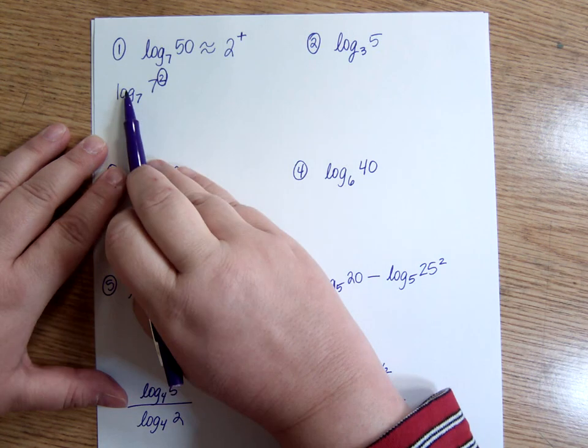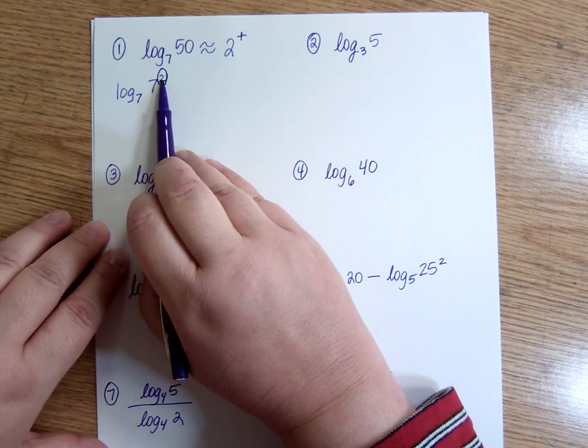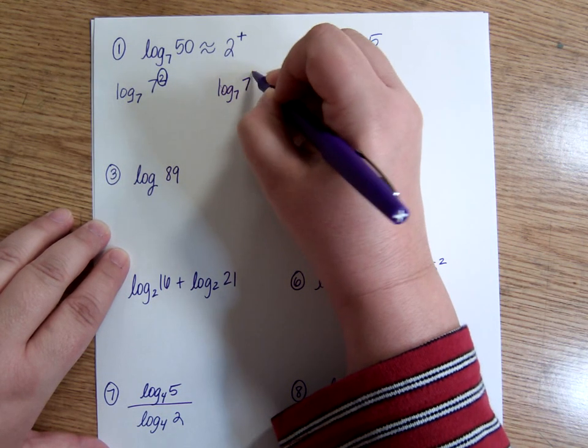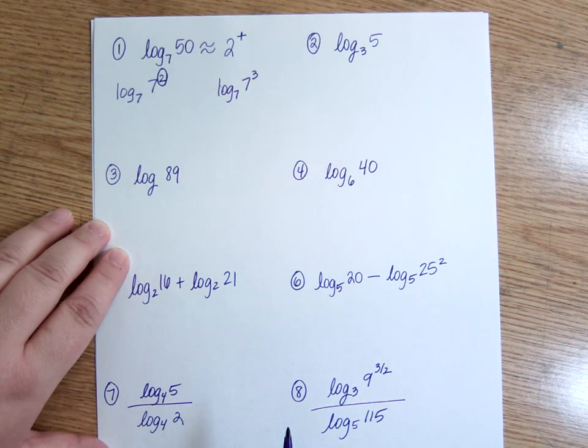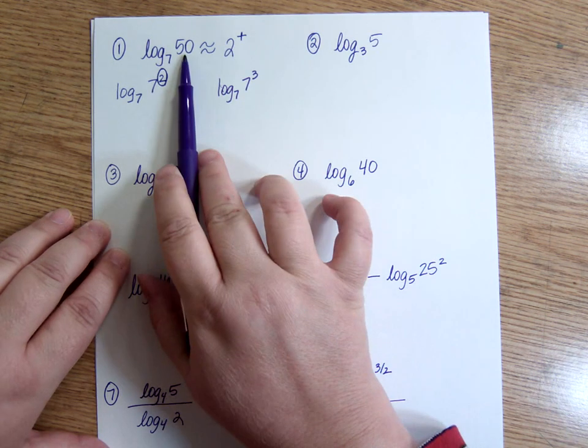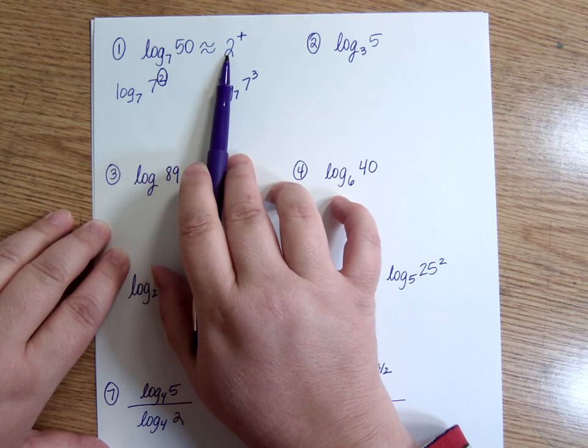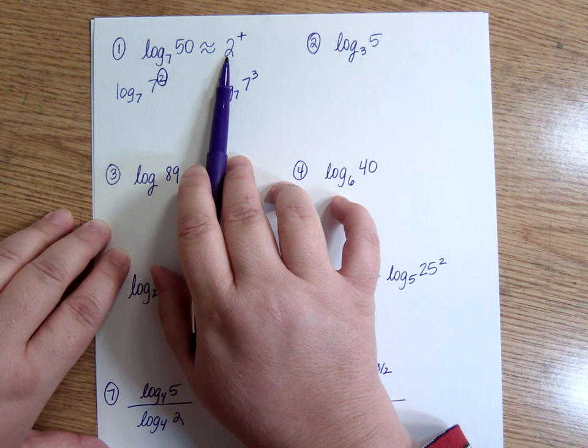Because if we have log base 7 of 7 squared, that's 49. Log base 7 of 7, the next one up, to the 3rd power, 7 to the 3rd power is 343. 50 is so much closer to 49 than it is to 343. So it might not even be as big as 2.1. It may be 2.07, 2.08, something like that, 2.06. It's going to be a little bit bigger than 2.